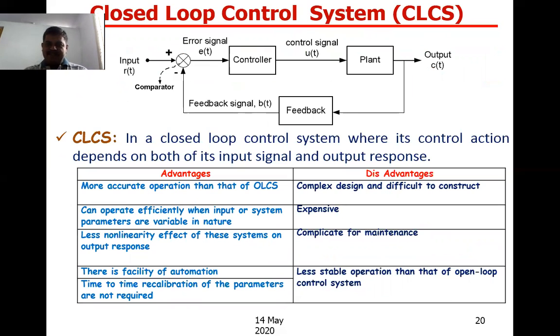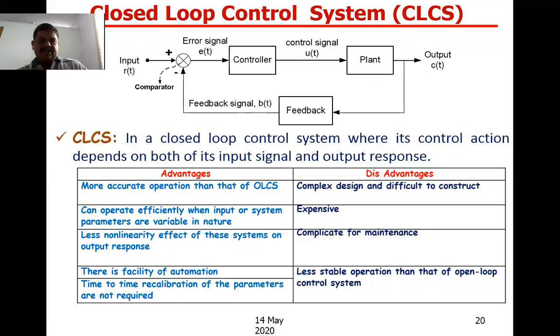Another one is the closed loop control system, where the control action depends on both the input signal as well as the output response. You see the block diagram of the closed loop control system. Here there is a controller, and the controller output is a control signal, which is given to a plant. There is an output C of t. A part of the output is fed back to the input through a feedback element, and the feedback signal V of t is given to the comparator.